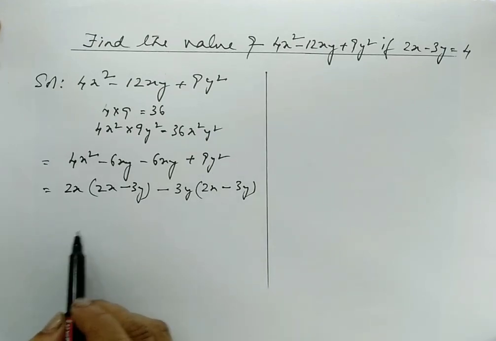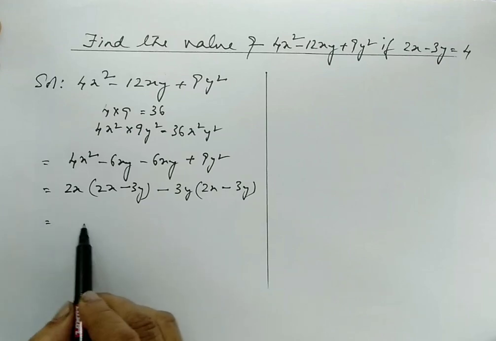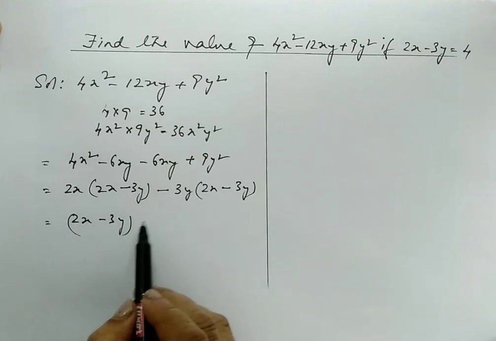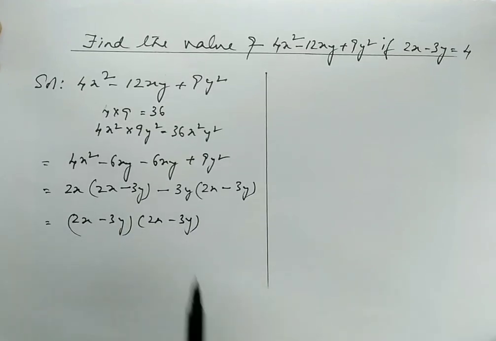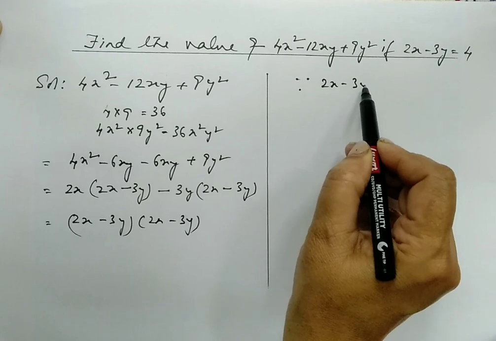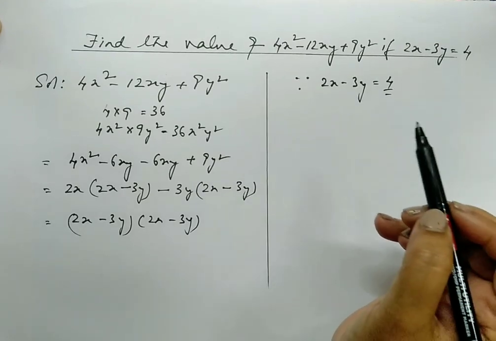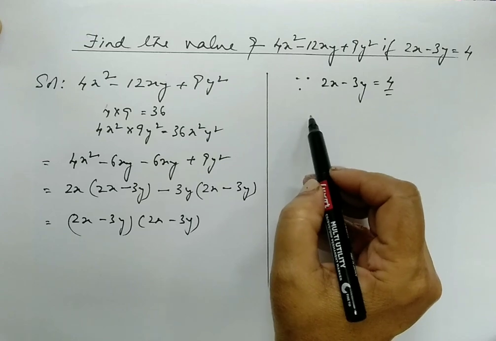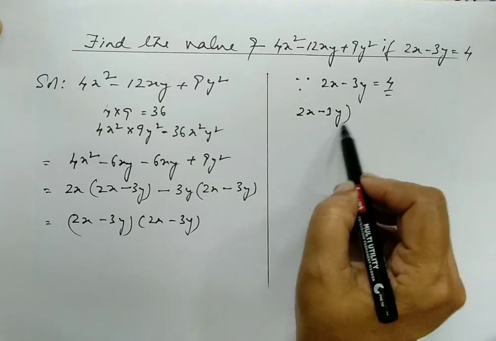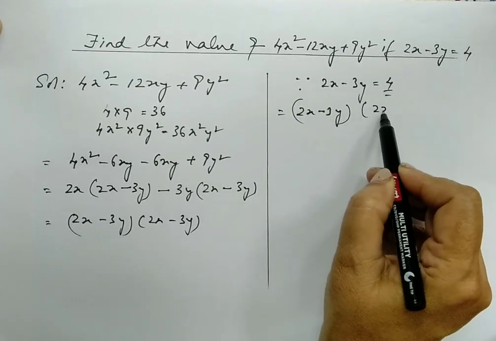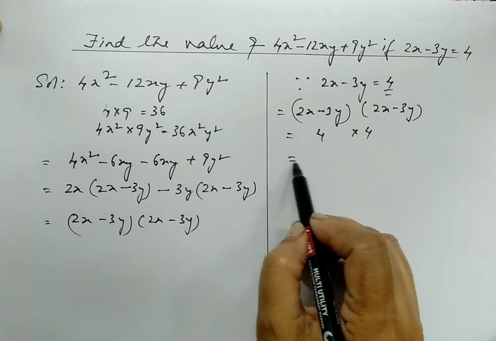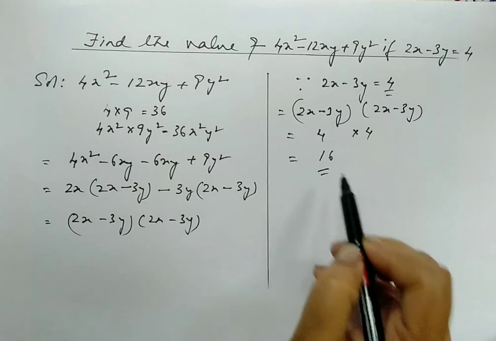Alright guys, now this is quite interesting. These are the two factors that we get: 2x - 3y, and for this, 2x - 3y. Now since they have given 2x - 3y equals 4, we can substitute the value of 2x - 3y in the next step as 4 into 4, which means we are getting 16 as the answer.